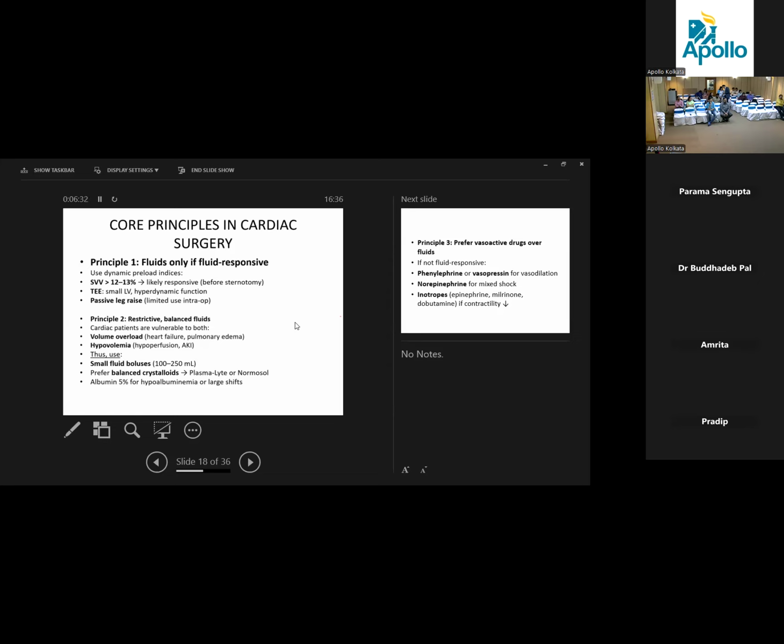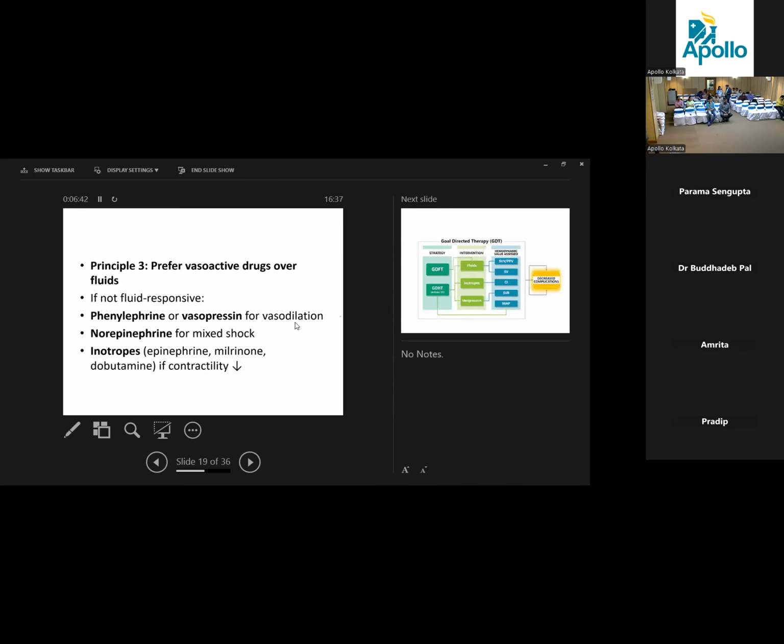First, give fluids only if the patient is fluid responsive. Look for the dynamic preload indices. Second is the use of restrictive balanced fluids. And third is to prefer vasoactive drugs over fluids, like what was mentioned in the previous algorithm: if in spite of giving a fluid bolus the stroke volume is not increasing, then instead of giving more fluids, it is better to shift to early vasopressors.